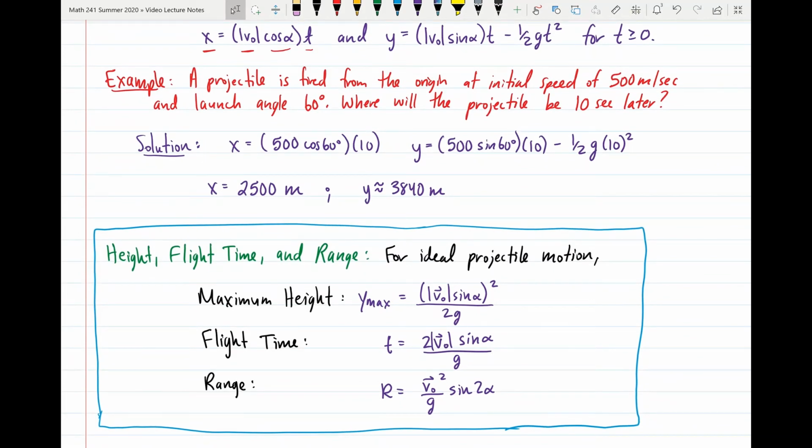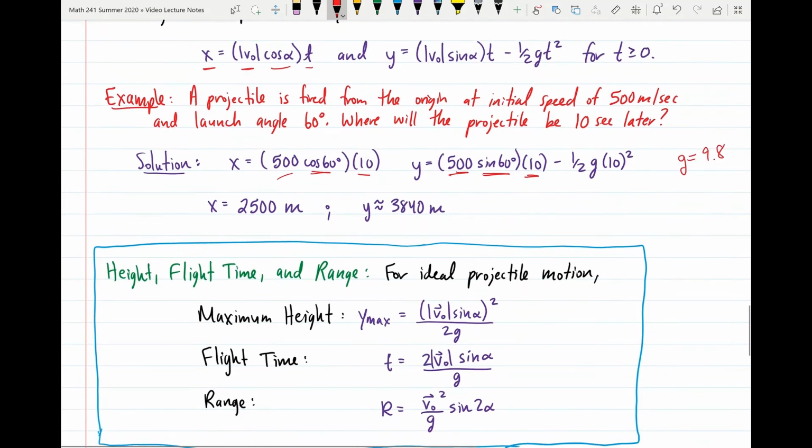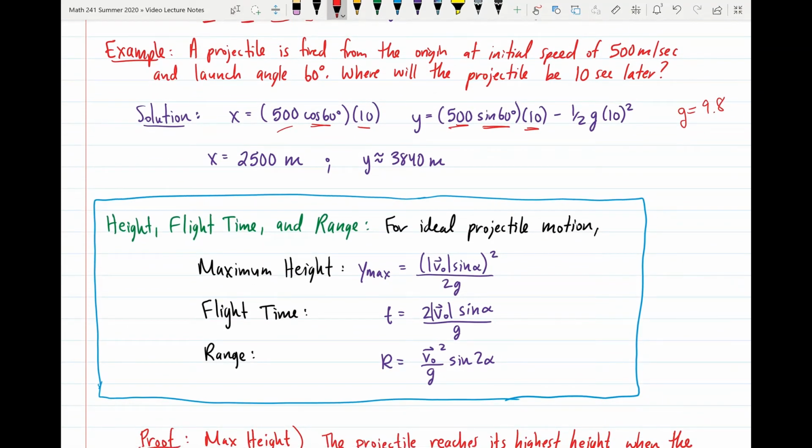So x is going to equal the magnitude of v naught, which is the same as the initial speed, times cosine of our launch angle times the time we're interested in, which gives us 500 times the cosine of 60 degrees times 10. And y, our y coordinate for the projectile, is going to be equal to 500 times the sine of 60 degrees times 10 minus 1/2 g times 10 squared, where again, g is just the gravitational constant, somewhere around 9.8 meters per second squared. And now we can just plug all of these numbers into the calculator. We get that x is equal to 2,500 meters and y is right about 3,840 meters. So at time equals 10, the coordinates for our projectile are 2,500, 3,840 in meters.